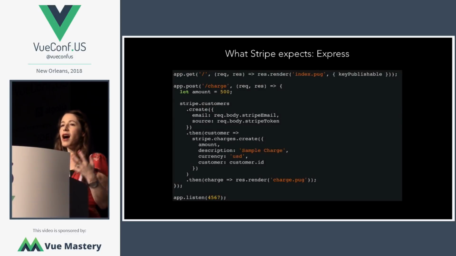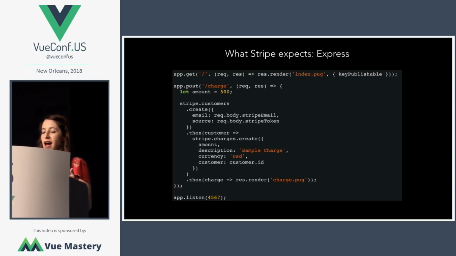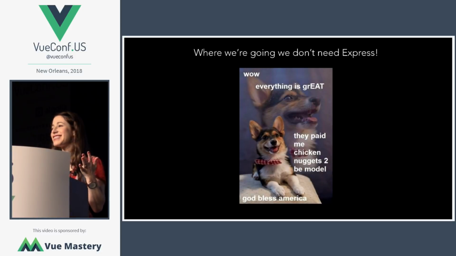And Stripe, according to the documentation, will assume that you're using Express. So you can see here we're creating our customer. We pass in the Stripe charges, the amount, and some details. But where we're going, we don't need Express because we're already on the server, so we don't need to communicate with the server.